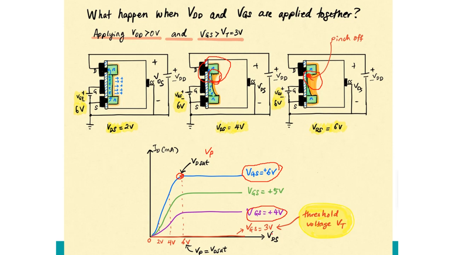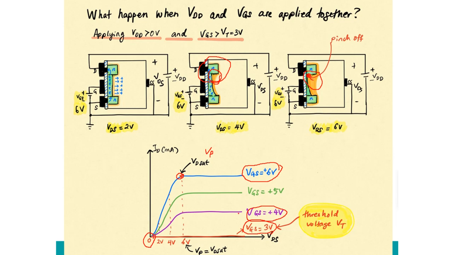And finally, when VGS is 3, which is the same as the value of VT, the channel is not developed yet. There is no electron flow in the transistor because there is no channel. Therefore, we get ID equal to 0. You can see the red line here. This is for VGS equal to 3.